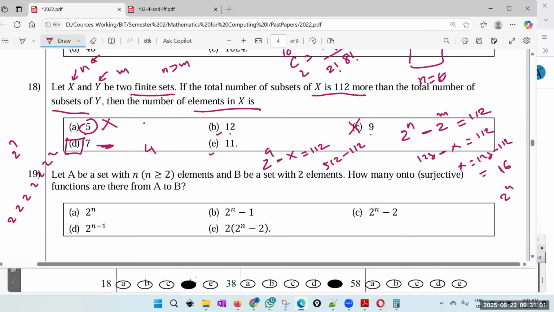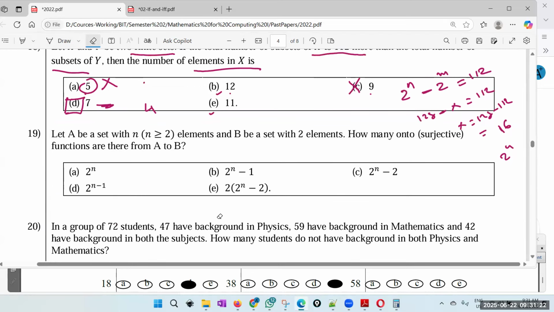So the other one can't be a power of 2. Right? So this paper is not just checking your theory part. It basically checks whether you have good logical thinking. Actually, it's a very good paper. Very, very good paper. Maybe getting an A plus is difficult, but anyway, it's a very good paper.